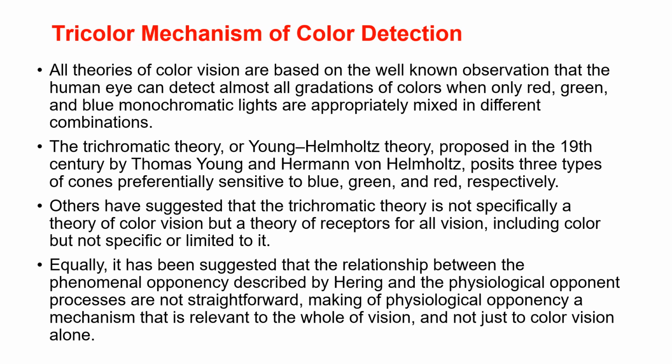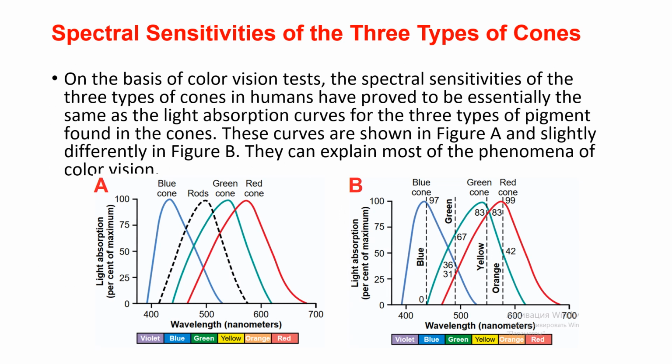Others have suggested that the trichromatic theory is not specifically a theory of color vision but a theory of receptors for all vision, including color but not specific or limited to it. Equally, it has been suggested that the relationship between the phenomenal opponency described by Hering and the physiological opponent processes is not straightforward, making of physiological opponency a mechanism that is relevant to the whole of vision, and not just to color vision alone. Spectral sensitivities of the three types of cones.